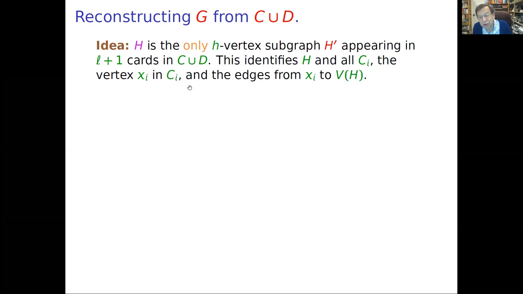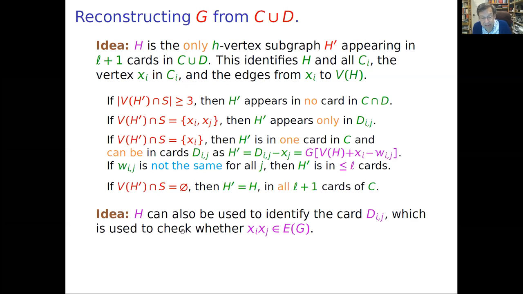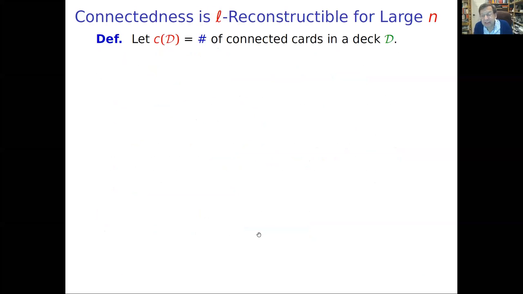Well, why is this true? It's easy, you just have to check the possibilities for how many vertices in the special set your graph with h vertices uses. There's just a few cases to check. I won't say anything about those cases. And then once you've done that, you know this subgraph, you can also identify the card that enables you to tell whether x_i and x_j are adjacent. Okay, so this is not a hard result.